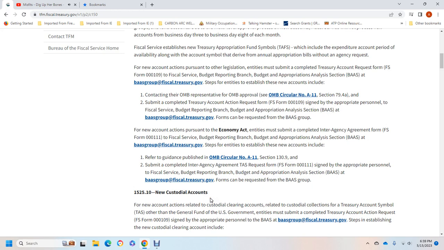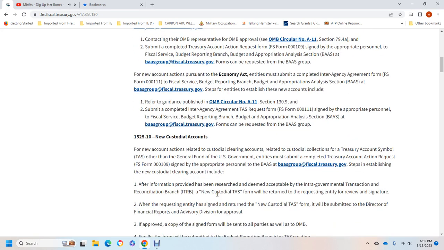Section 1525-10, non-custodial accounts. For new account action related with the custodial clearing accounts related with the custodial collection with the Treasury account symbol of the government general funding with the U.S. government, the entity must submit the completed Treasury action request, signed by appropriate personnel of the budget appropriation analysis section.